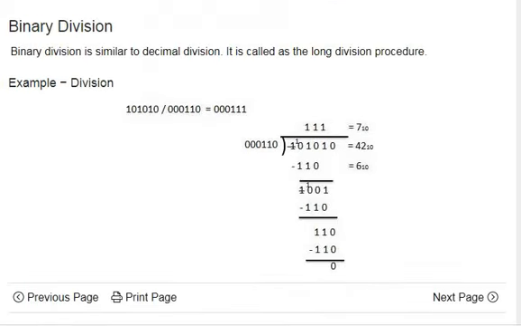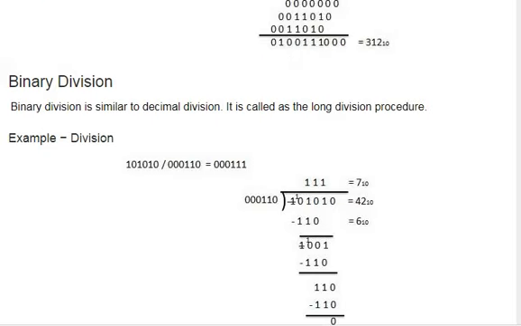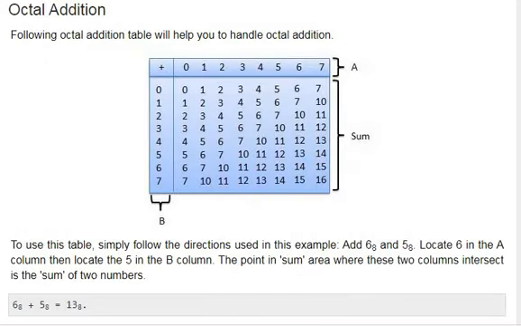Binary division is just similar to decimal division. Octal addition. So without any confusion, look at the table. 7 plus 0 is 7, and 7 plus 1 is basically 8. So divide by 8, you get 10.